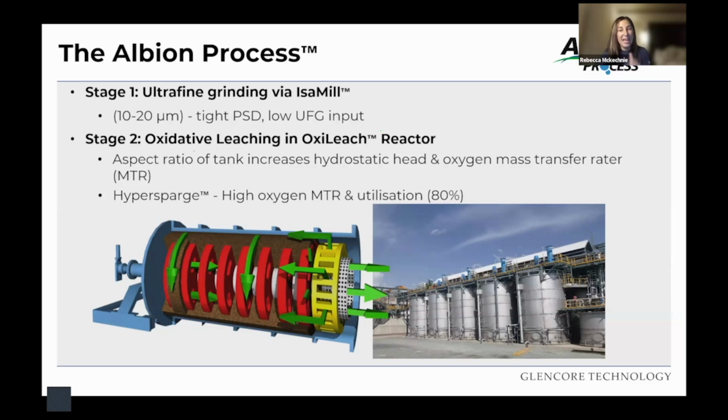So this includes the aspect ratio of the tank, which maximizes the hydrostatic head, the design of and the power to the agitators themselves, and the actual oxygen injection system. So this is done via the Hypersparge, another Glencore Technology product. Basically, the Hypersparge sparges oxygen at supersonic velocities, creating a very high shear and therefore very fine bubbles. So that, coupled with the other design considerations that I mentioned, allow for very high oxygen mass transfer and very high oxygen utilization, so up to 90% in these units.